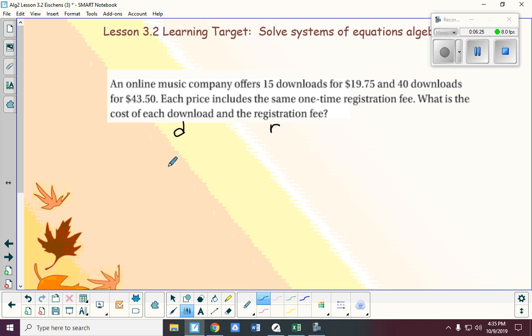The first situation they tell us is that you can get 15 downloads, so 15 times the cost of the download, plus you have to pay a registration fee, and that will cost you $19.75. And in the other situation, you get 40 downloads, plus the registration fee, and that one costs $43.50. Now, using substitution, we need to solve one of the equations for a variable. You have a plain r in either one, so it doesn't matter which one you choose to work with. So let's just solve for r here.